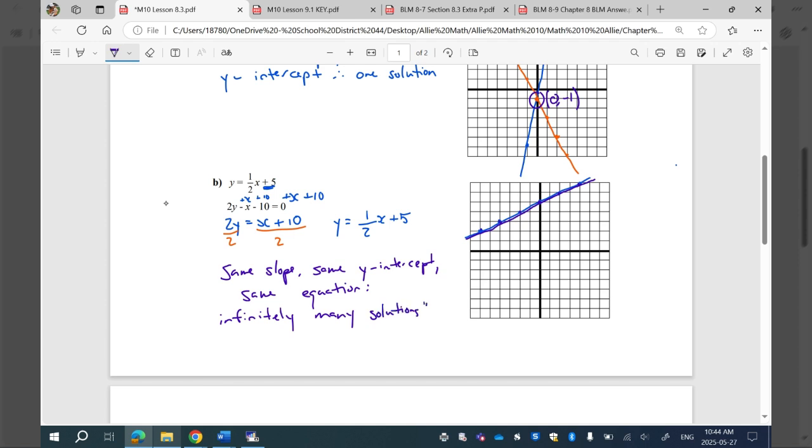The call's coming from inside the house. These are the same lines. So is this one line? Is this two? Hard to say.